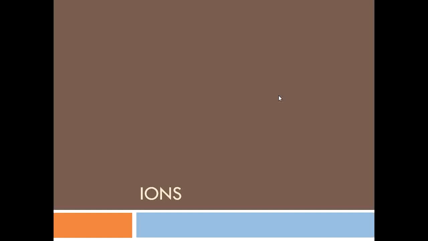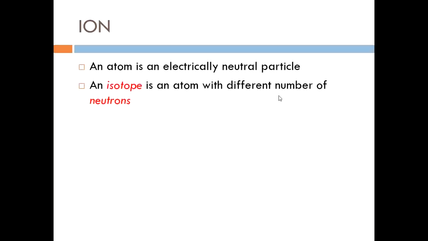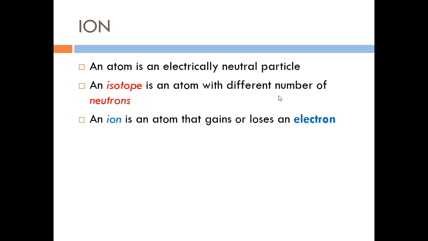Now let's talk about ions. An atom is an electrically neutral particle. We talked about atoms being neutral, no charge. We just talked about an isotope, which is an atom with different number of neutrons. An ion is an atom that gains or loses an electron. So again, atom is neutral. We can say neutral atom. If we're talking about isotopes, we're messing with the neutrons. And if we're talking about an ion, we're messing with the electrons. So let's see what happens when an atom gains or loses an electron.